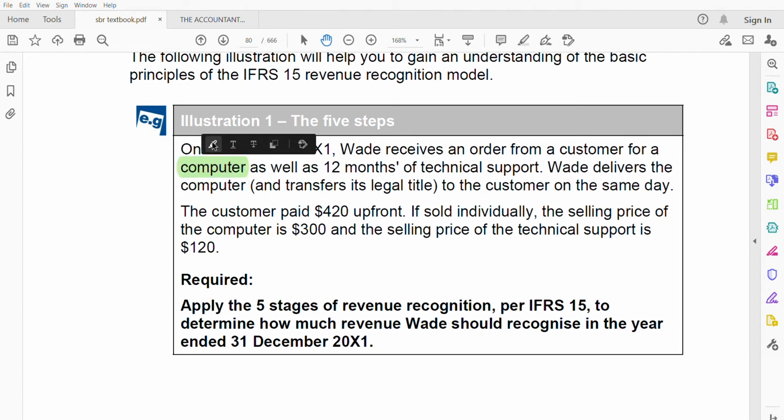One is the computer, the other one is technical support. Okay. Wade delivers the computer and transfers his legal title to the customer on the same day. So he delivers the computer and transfers the legal title to the customer on the same day. Transfers the legal title also.